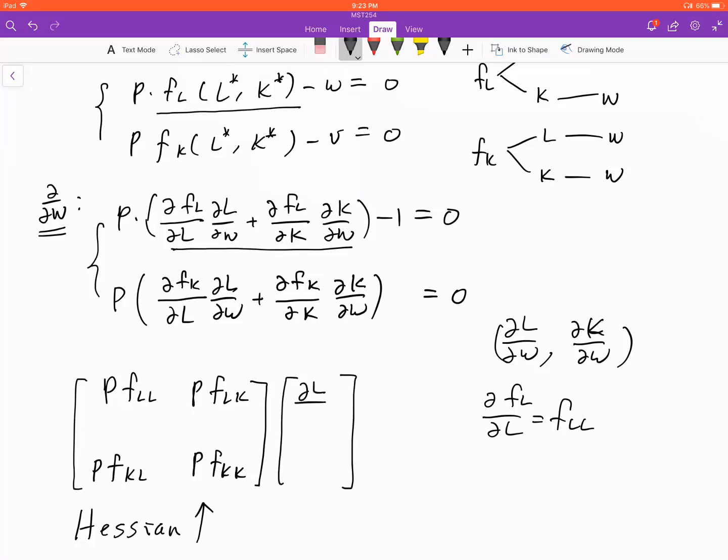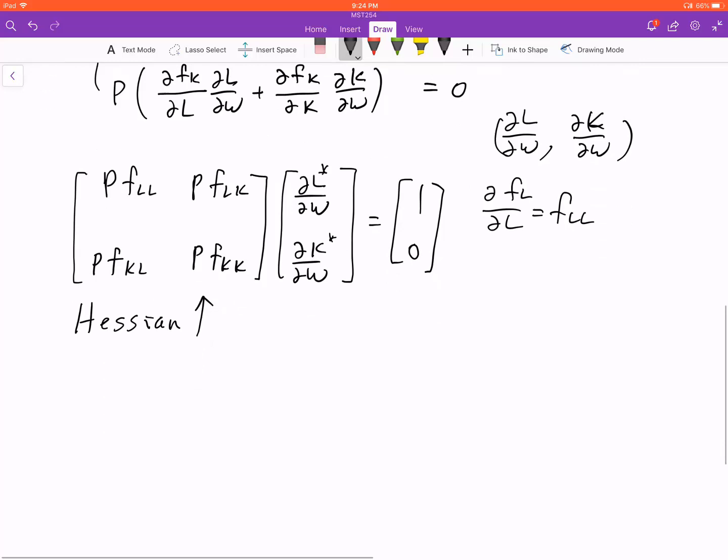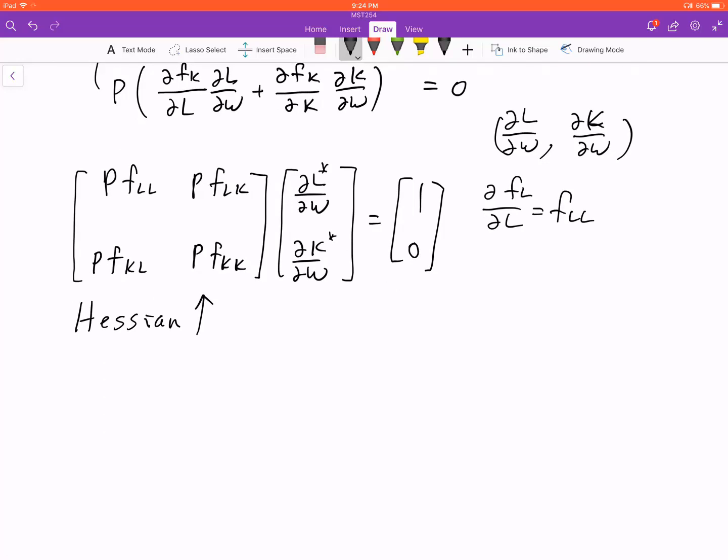And then we have 2 variables. The first one is partial L, partial W, the second one partial K, and partial W. And then we can move the 1 to the right-hand side, and that's equal to 1 and 0. So we now have a linear system to solve with the matrix over here. If we are interested in finding these 2 terms, now we can put the star back if you want to, but it's not really a big deal. This matrix over here is the coefficient matrix we know, and then these 2 we can find. We can find them using the so-called Cramer's rule.